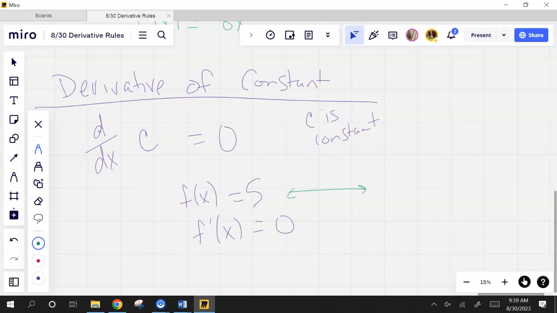If f of x is 5, then the derivative of that is just 0. The derivative of a constant is always 0.